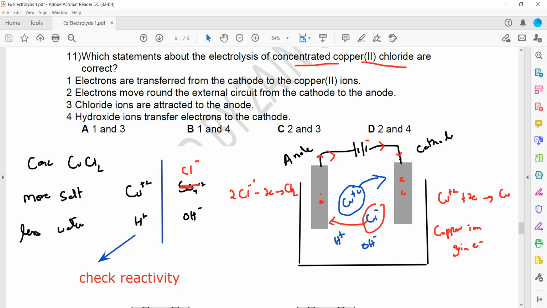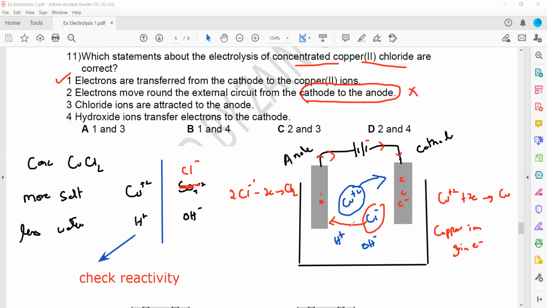We have to check which statements are correct. Electrons are transferred from cathode to copper ion. Yes, that's true, because electrons are there at the cathode, they're transferred to the copper ion. So statement 1 is correct. Electrons move round the external circuit from cathode to anode. That's wrong. You can see electrons are moving from anode to cathode. That's why this is also wrong.